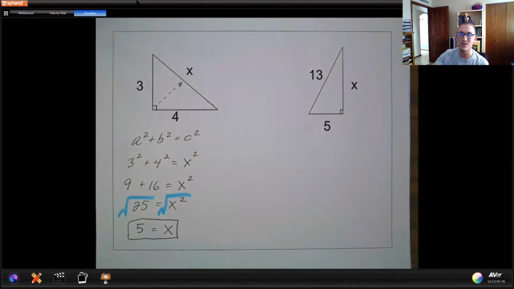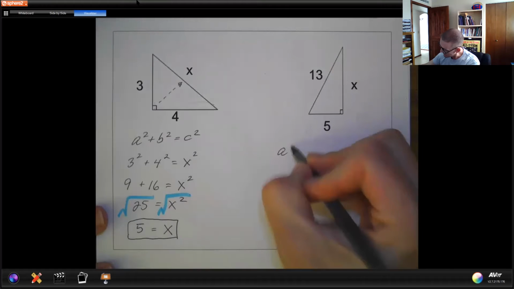So square root is the final step, and square root is the opposite of squaring. So if I times a number by itself and get bigger, I want to work backwards and figure out what number times itself will work. Well, the second example has now put the x in a different location.